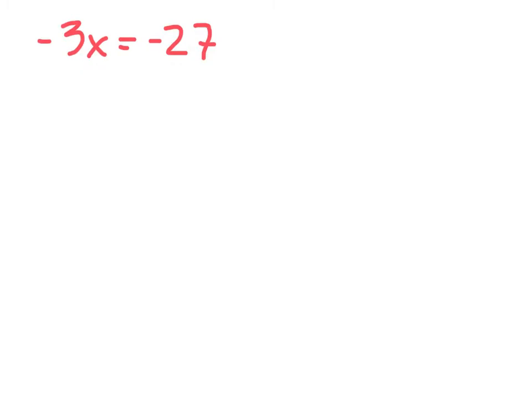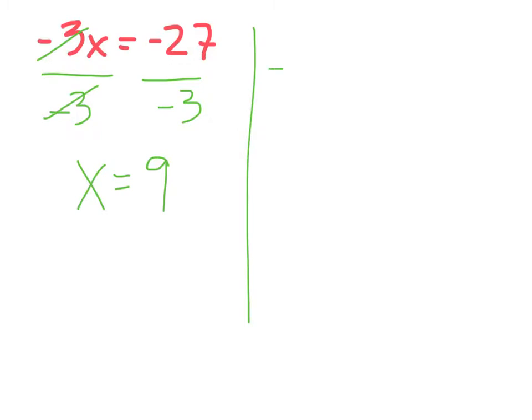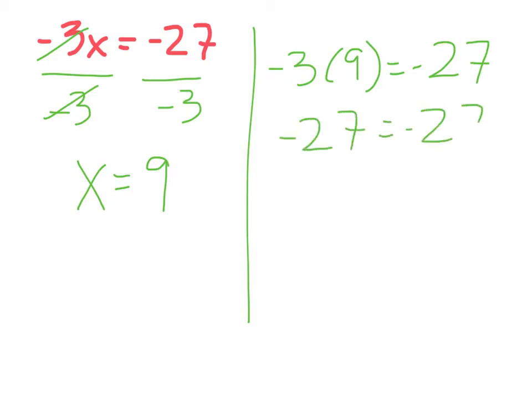Next equation, negative 3x equals negative 27. I'm going to divide both sides by negative 3, and x equals 9. And check it, negative 3 times 9 equals negative 27. Negative 3 times 9 is negative 27, and that's what I have on the other side as well.